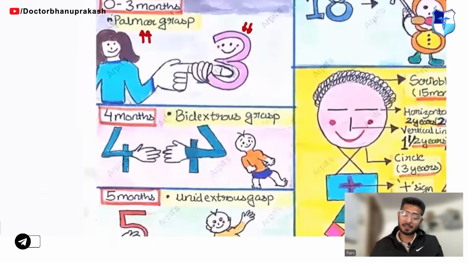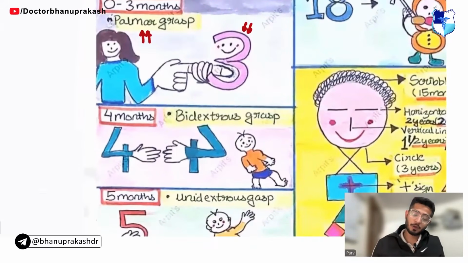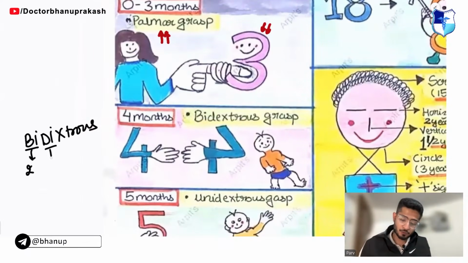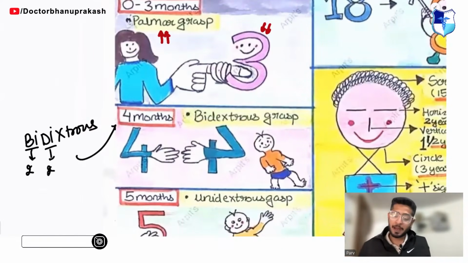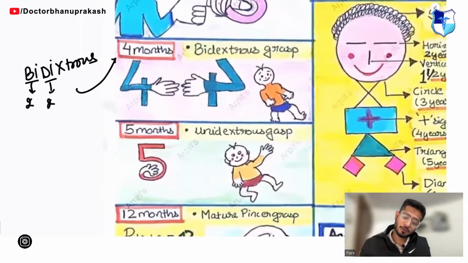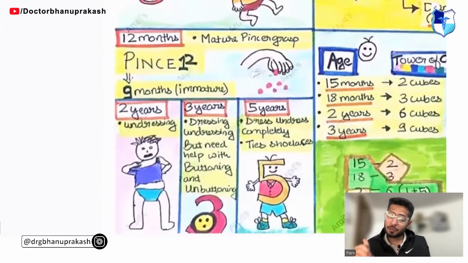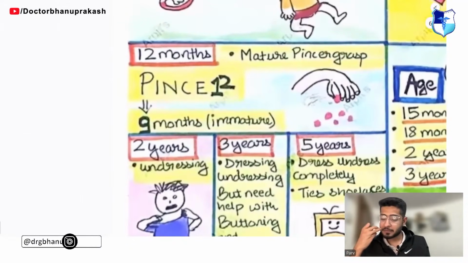Coming on to bidextrous. So remember, bidextrous is going to have words like this: bidextrous. Okay, bi means 2, di means 2, so 2 plus 2 is going to be 4. So bidextrous grasp is going to come at 4 months, and of course if it is coming at 4, then at 5 months it is going to be unidextrous. Okay, coming on to 12 months, that is going to be what?